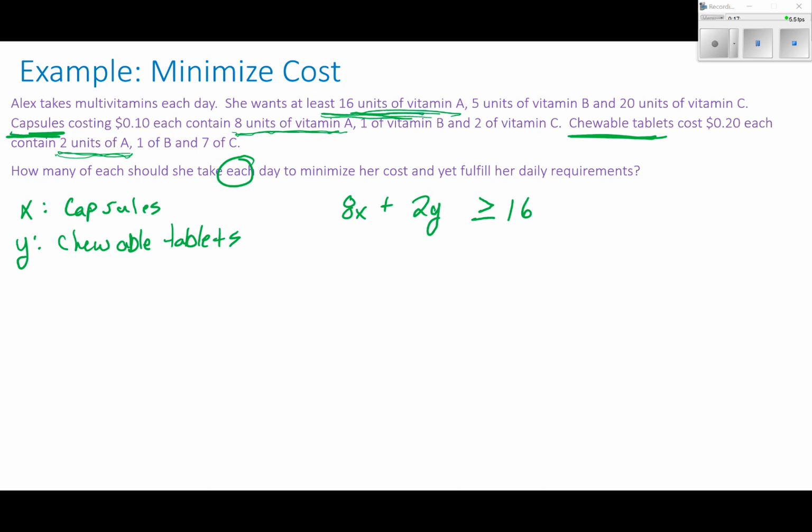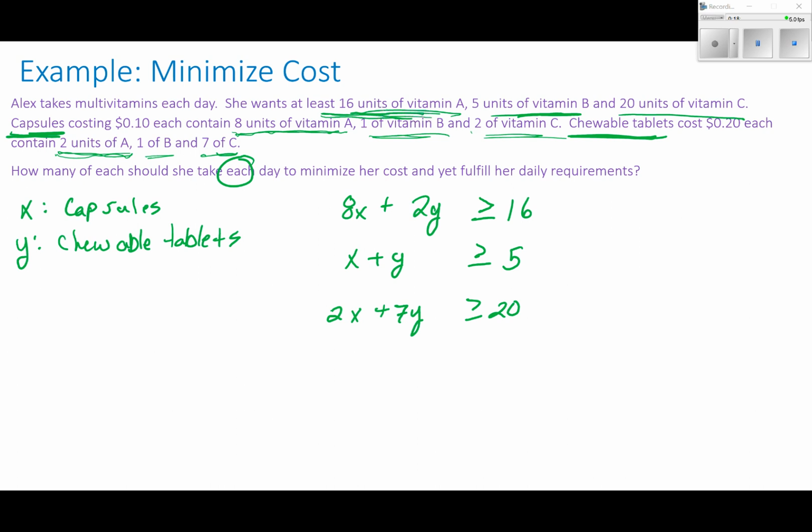She wants 5 units of vitamin B. And again, it's at least 5 units of vitamin B. So I want my function to be greater than or equal to 5, because 5 is going to be the minimum. Capsules, 1 of B. Tablets, 1 of B. So this would just be X plus Y. And then at least 20 units of C. So this would be 20. And for each one, capsules have 2 of C, so this was 2X, and then 7 of C, so plus 7Y. So those are my constraints.